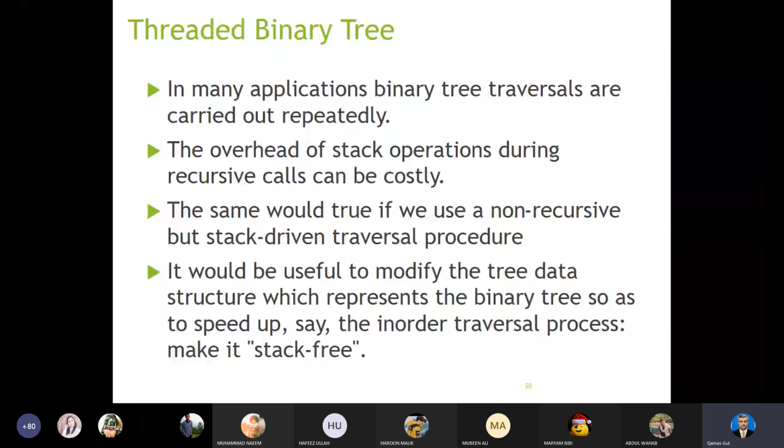It would be useful to modify the tree data structure which represents the binary tree so as to speed up, say, the in-order traversal process, make it stack free. So देखें अब हमें क्या करने की जरूरत है. हमें चाहिए कि हम ट्री डेटा स्ट्रक्चर को इस तरह से रिप्रेजेंट करें कि हमारे पास जो ट्रेवर्सिंग है, स्पेशली इन ऑर्डर ट्रेवर्सिंग है, उसका प्रोसेस फास्ट हो जाए और उसको फास्ट करने के लिए, उसको कम रिसोर्सफुल बनाने के लिए हमें क्या करना होगा, उसे स्टैक फ्री बनाना होगा कि वो किसी भी सूरत में जब भी वो ट्रेवर्सिंग करे स्टैक को यूज ना करे.